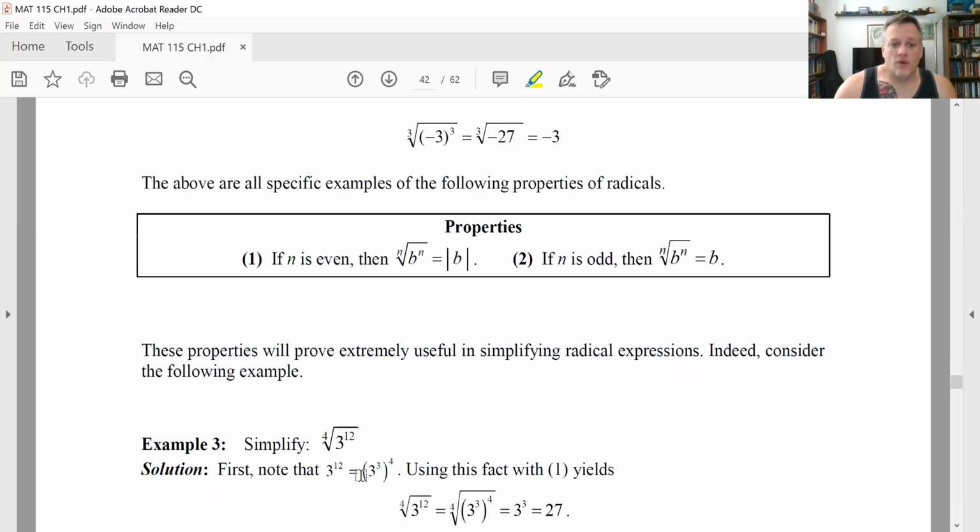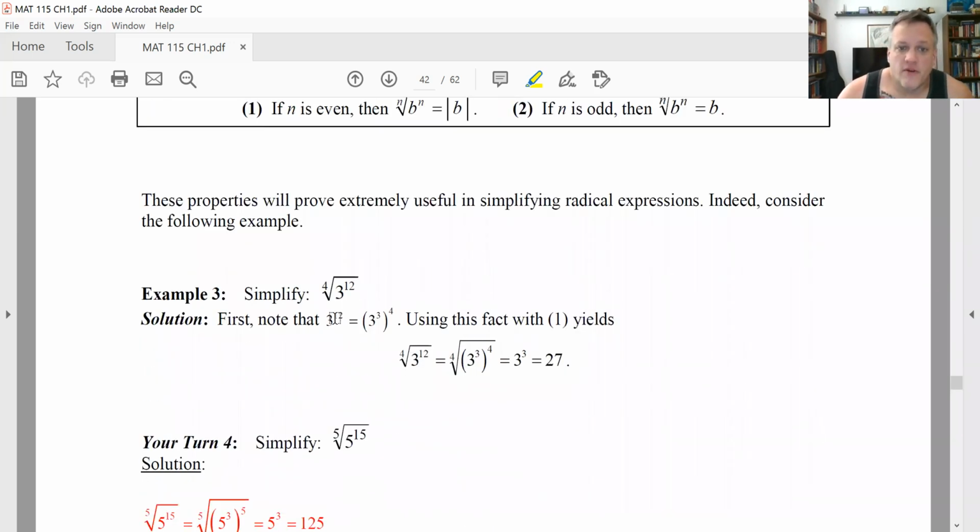All right, so what you want to notice is that 3 to the 12th, you can rewrite that as 3 cubed to the 4th, because remember, if you have a power to a power, you're going to multiply those powers. And so the 4th root of 3 to the 12th is equivalent to the 4th root of 3 cubed to the 4th. But now we have the 4th root of something to the 4th. That root is going to give you that something that is being raised to the 4th. If there had been a negative here, you would have gotten rid of it because this index is even. But there's not, so it just became 3 cubed.